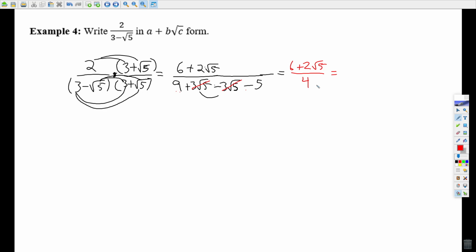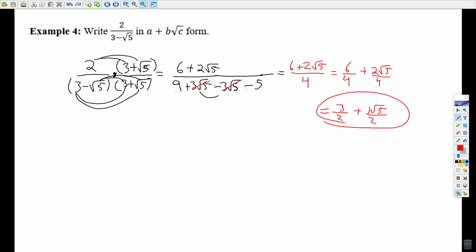So I'm going to do the same thing here where we break it apart. This would end up being 6 over 4 plus 2 square root of 5 over 4. And then just divide everything by 2, because that's how they can simplify. Divided by 2, you get 3 over 2 plus 1 square root of 5 also over 2. And that would be your answer.